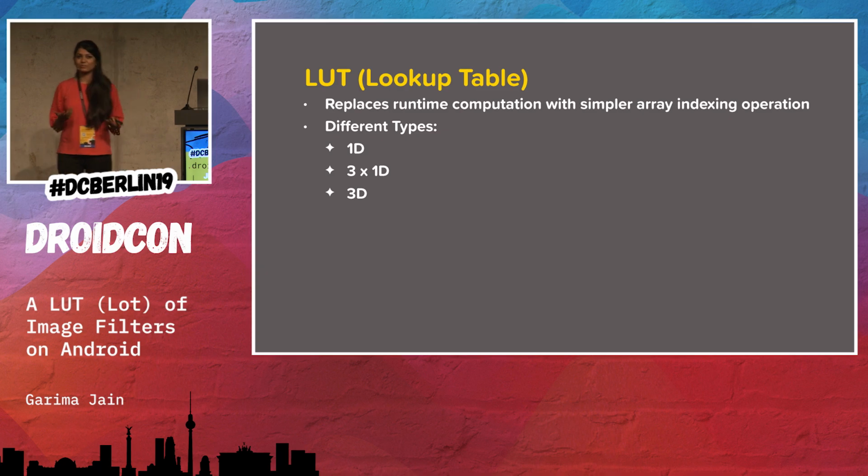So what is a lookup table that I'm talking about? It replaces all these kind of computations with simple array indexing operations. For example, if I have this color, what color can I map to? This is a simple kind of a lookup table. So lookup tables can have different types. For example, 1D, 3x1D, and 3D lookup tables.